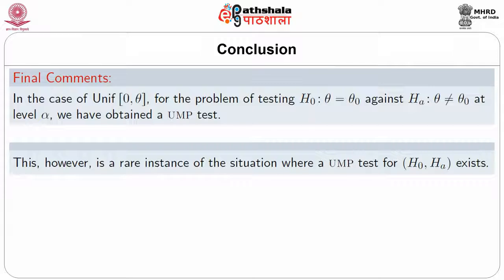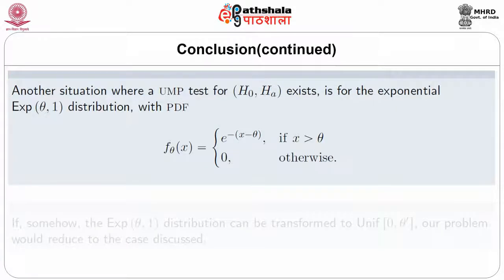So, in this case, for the uniform 0 theta problem, we have obtained a uniformly most powerful test, and we can show that it is unique. This, however, is a rare instance of the situation where a uniformly most powerful test against a two-sided alternative exists.